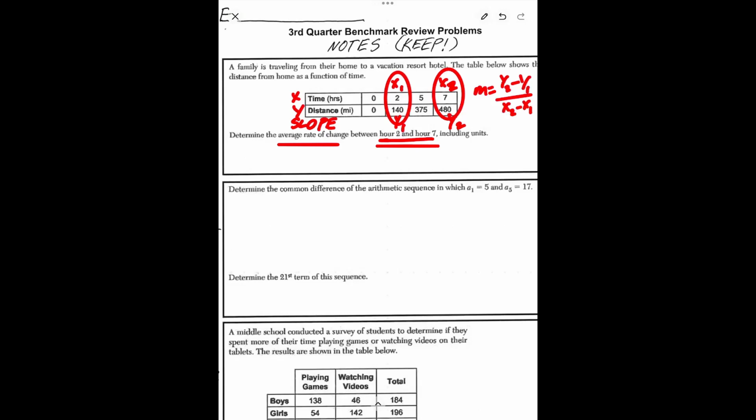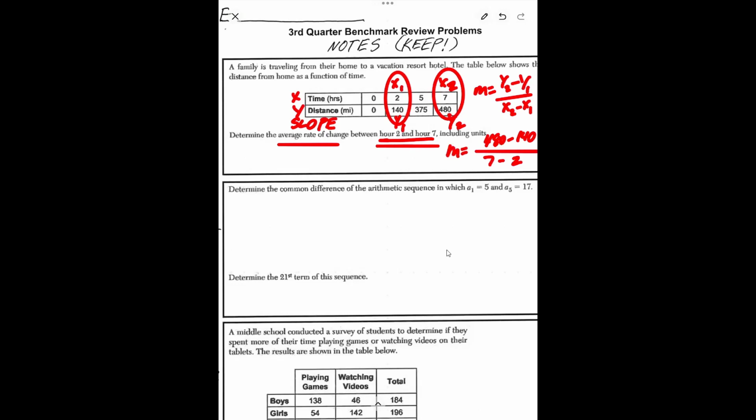So we're going to go here. Remember, the Y's are in the sky, so they go first. So it's going to be 480 minus 140 divided by 7 minus 2. That is the slope, and that's what we're going to need.